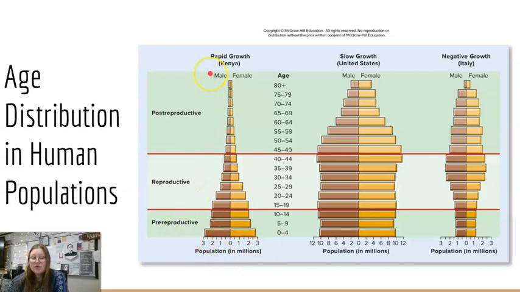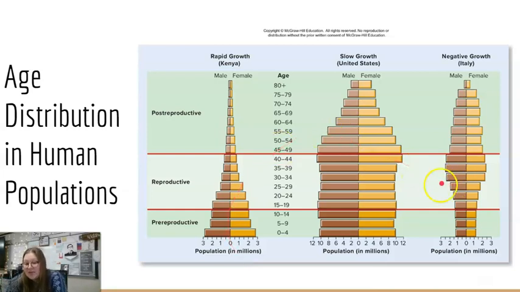So Kenya is rapidly growing. Their reproductive population is a lot bigger than their post-reproductive population, and their pre-reproductive population is even bigger. So once this section of that pyramid just goes up, there are going to be more individuals reproducing, and then we're going to see more babies in the pre-reproductive stage, and then they grow up and it continues. So we see rapid growth there.